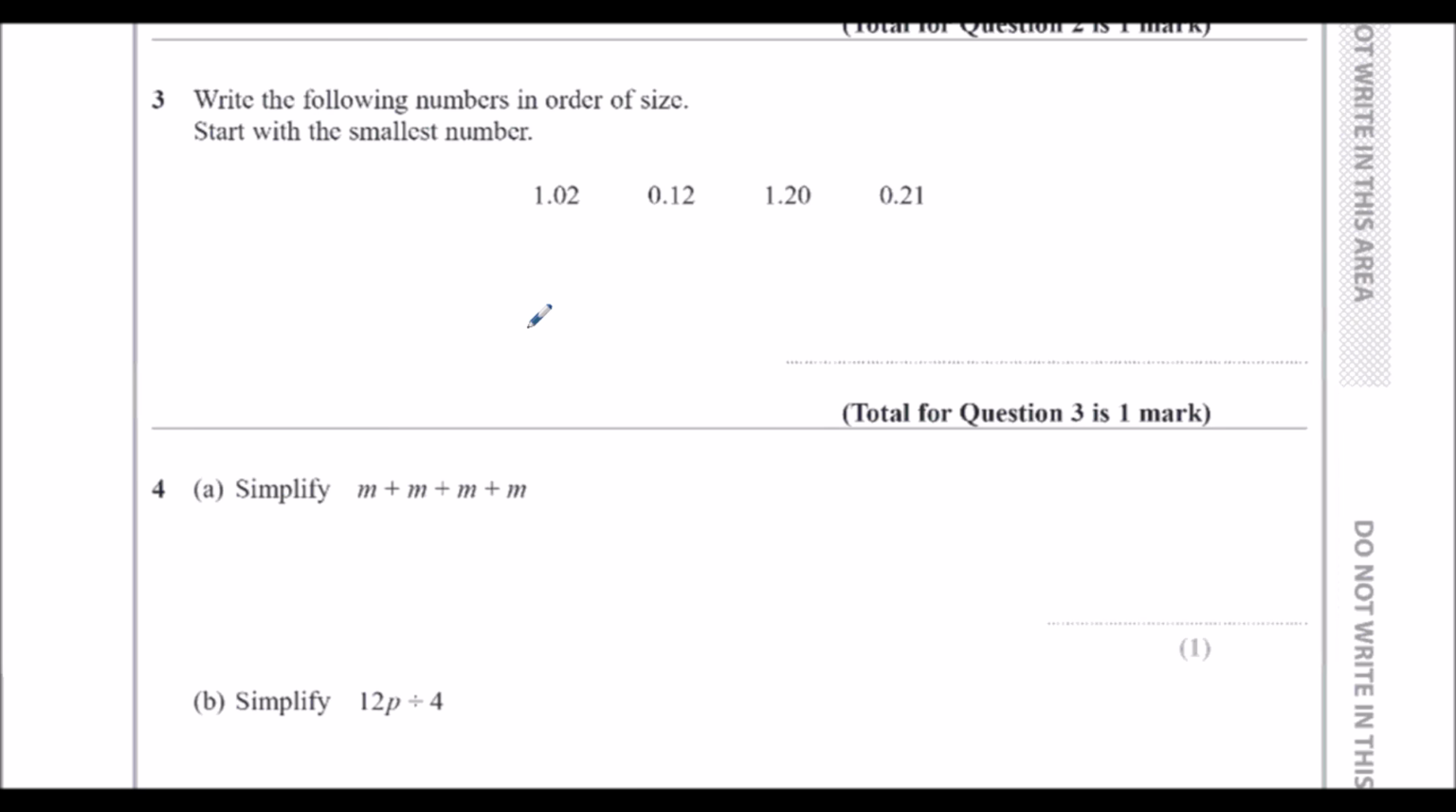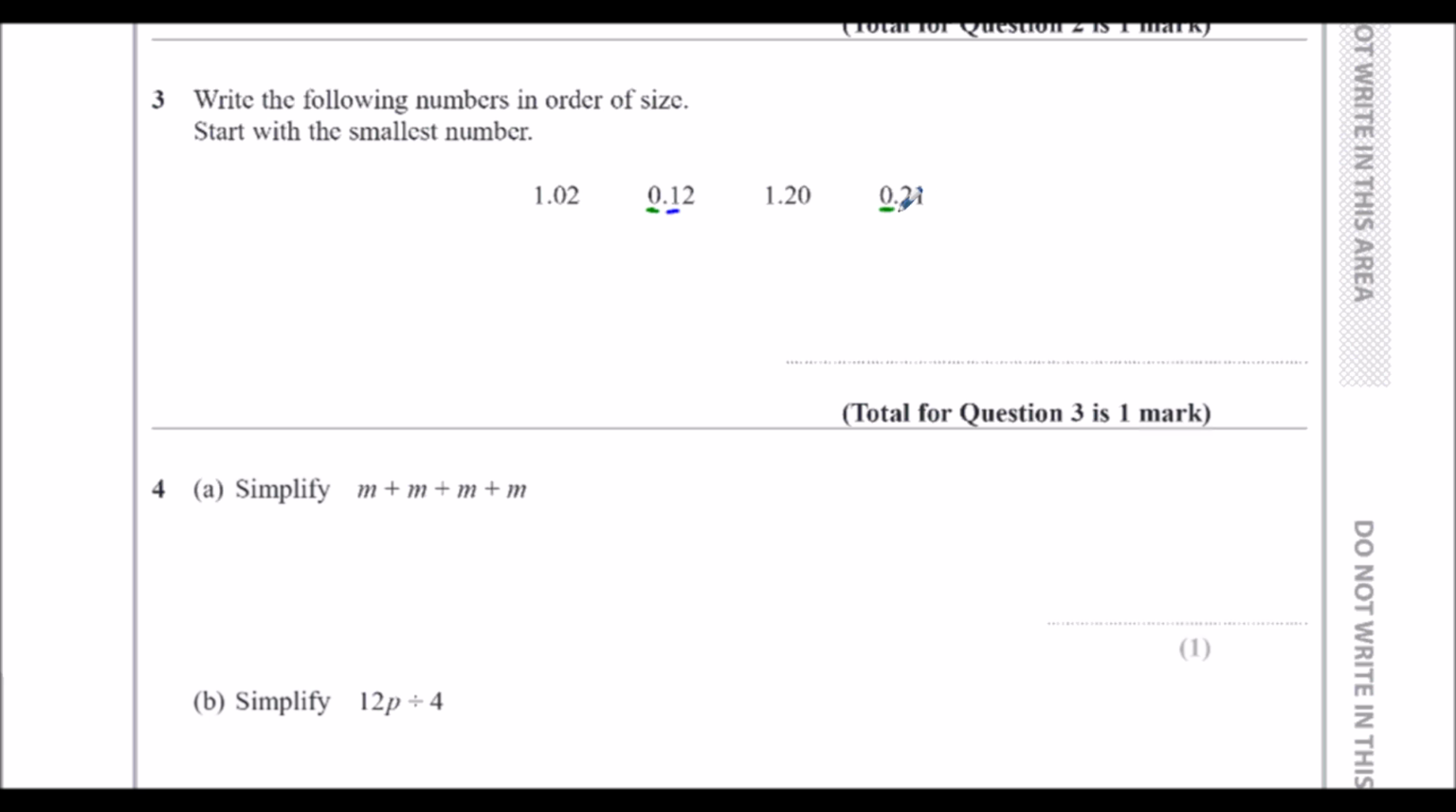Question 3, write the following numbers in order of size. Start with the smallest number. So when we're comparing numbers, we start with the column furthest to the left, so the biggest one. So we've got the ones here, so we've got 2 zeros and 2 ones. So the zeros are smallest, and then next we'll compare the next column.